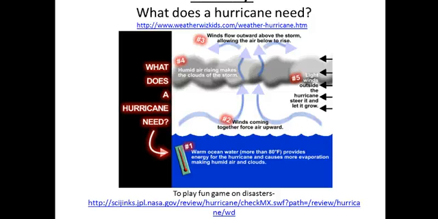So those are the basic components that are needed for a hurricane to form, and we know when it's supposed to occur during our season. We are past the hurricane season for this particular time of year. It ends on November 30th for our region, and we are not at risk at this point for a hurricane in our particular area of the world.